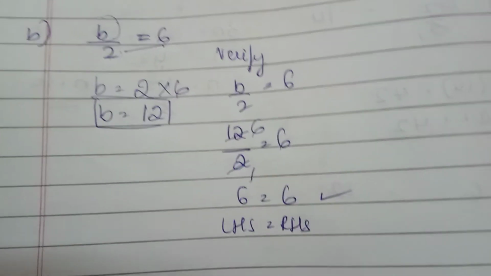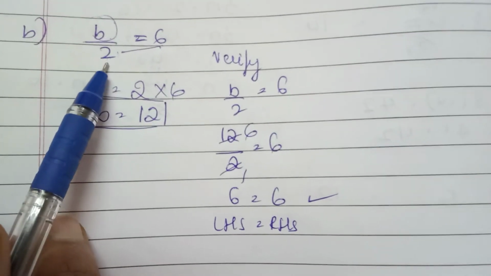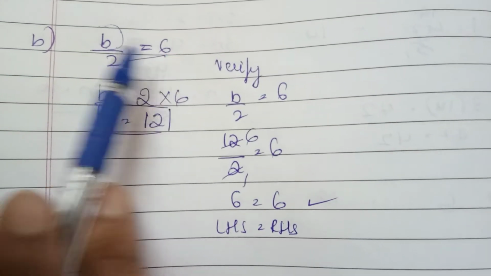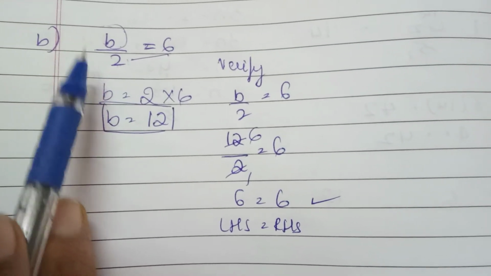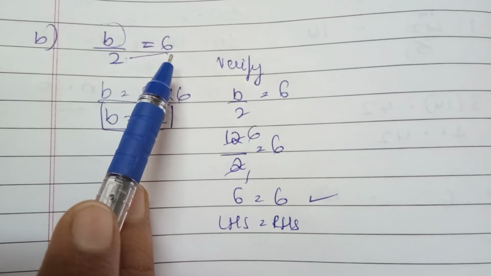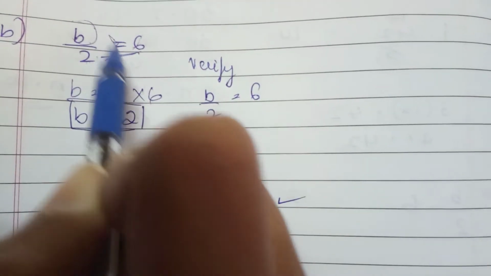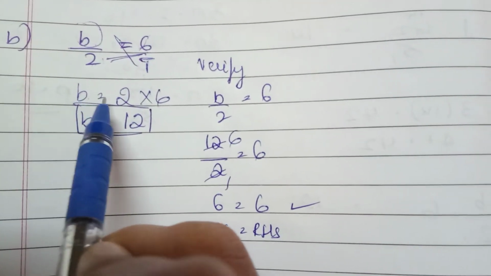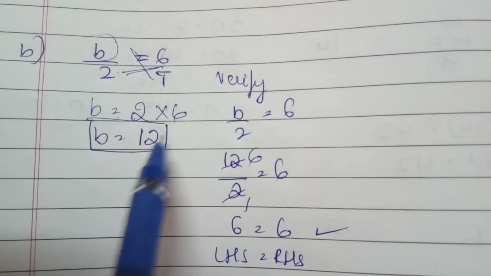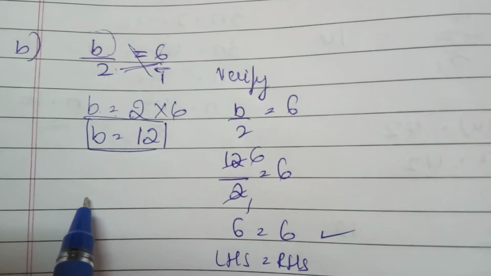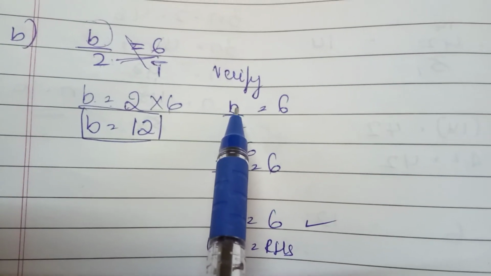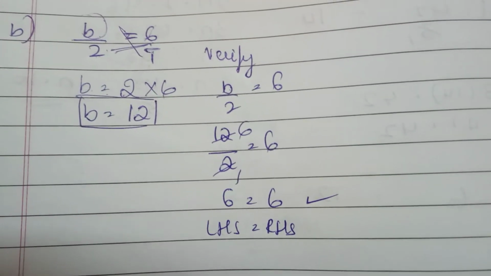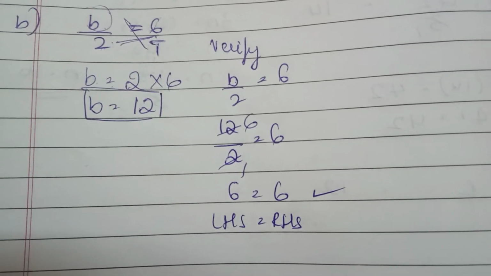Getting it? How to do? I'll explain it once again. When they give a fraction form and on the right side it is a normal number, not a fraction, you can multiply the denominator with the numerator on the right side. It will look like cross multiplication. Now there is no number, so it will be 1. So b into 1 is b is equal to 2 into 6 is 12. So you got the answer b as 12. And you put 12 in the place of b and you get the answer as 6. So hence it is verified. The same way do it for others.